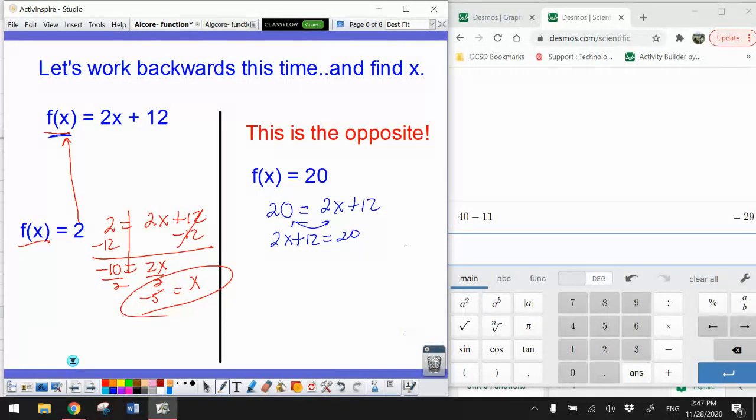Okay, and thinking back to solving equations, I know this is times 2 plus 12, so I'm going to subtract 12. 2x is 8, dividing by 2, x is 4. X is 4.